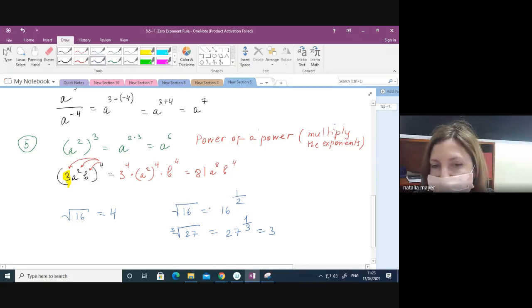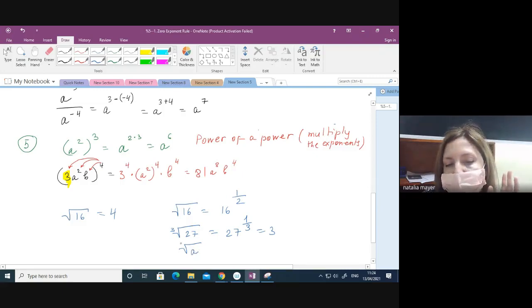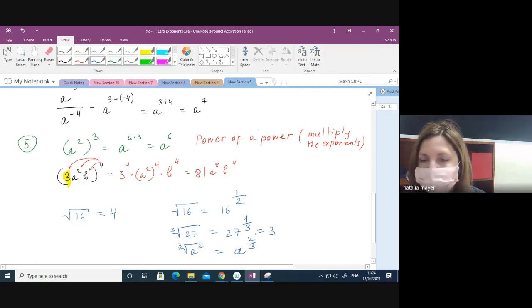So if you have square root, it means that you have 16 to the power of 1 over 2. If you have third root, or cubic root, because it's the 3 here, it means that it's 27 to the power of 1 over 3, and so on. Finally, if you have a variable a, with index 3 and number 2, this means that it's a to the power of 2 over 3. What I'm trying to say is that a radical and a rational exponent are the same thing.